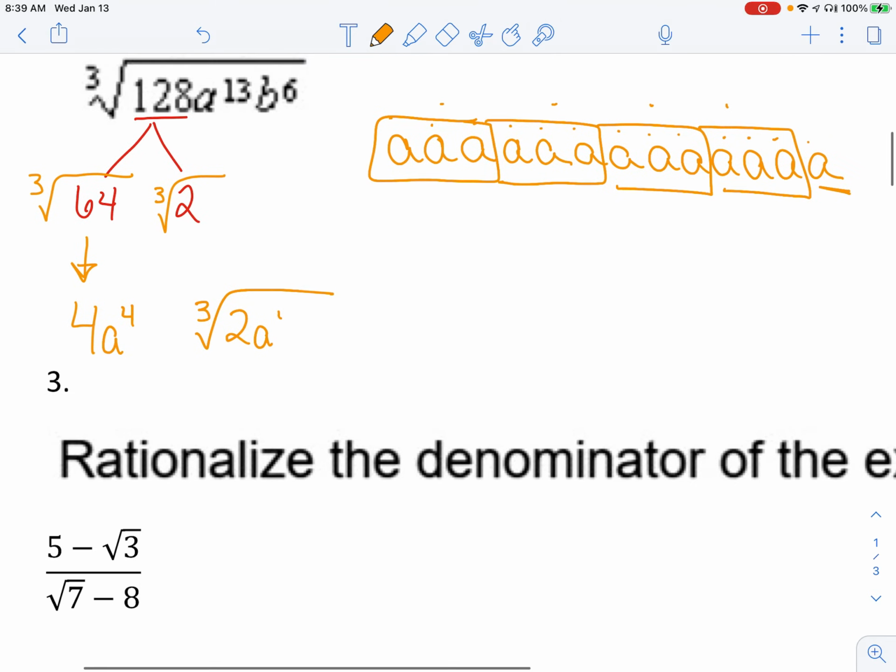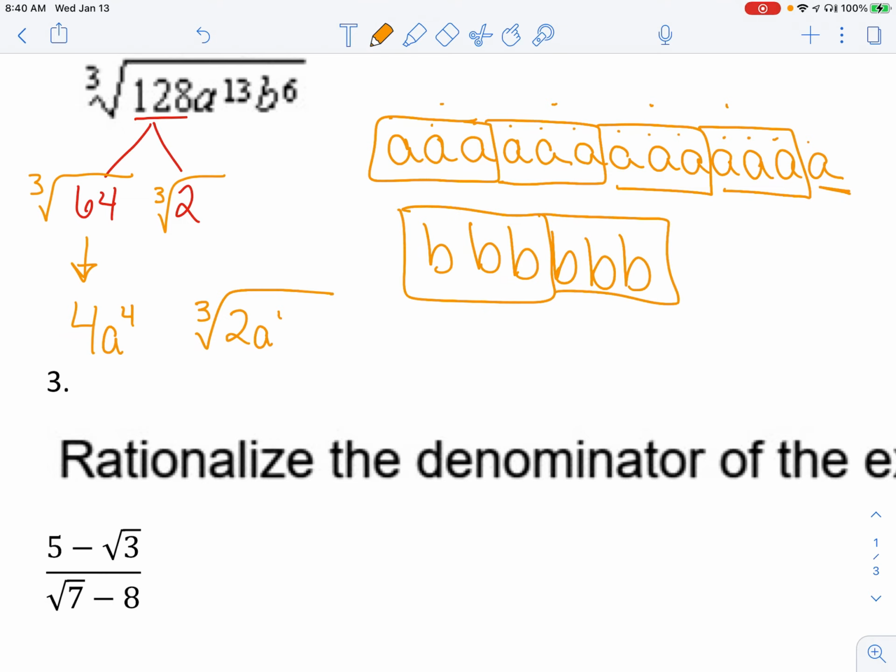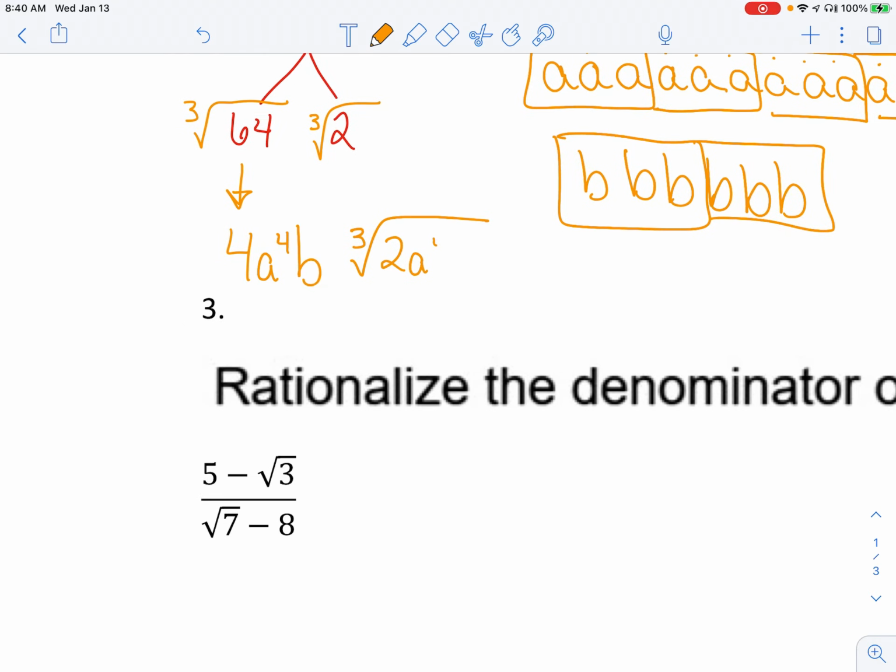And I'm going to do the same thing with my B's. 1, 2, 3, 4, 5, 6 groups of 3. None left over. So that would be two groups that I'm able to pull out, none left over. So this is our final, sorry, that's a really bad color to highlight on top of that. This is our final answer.